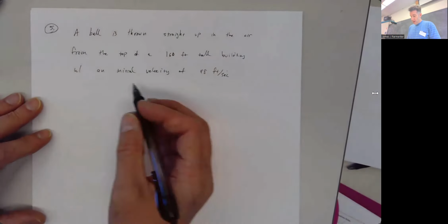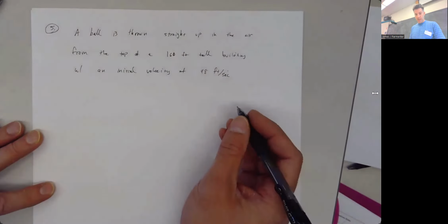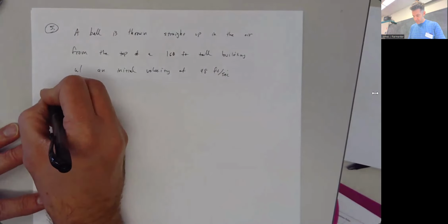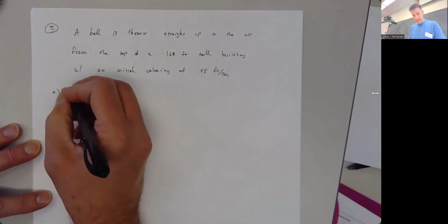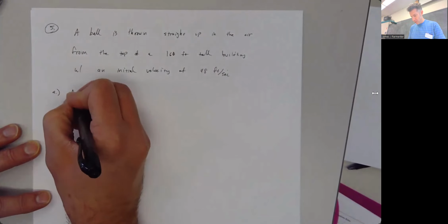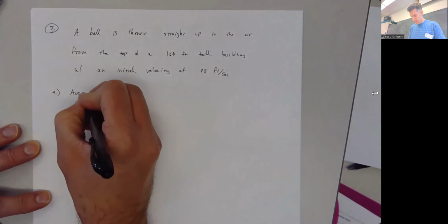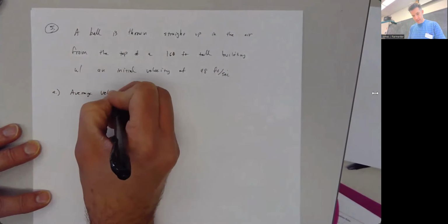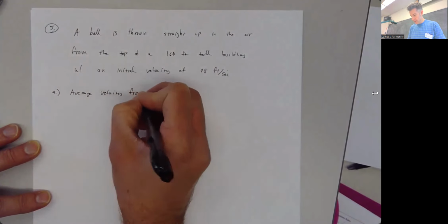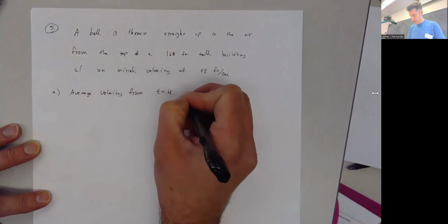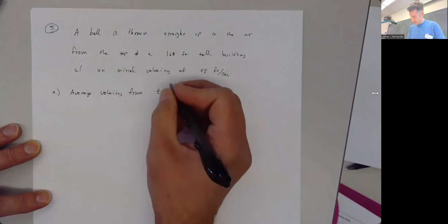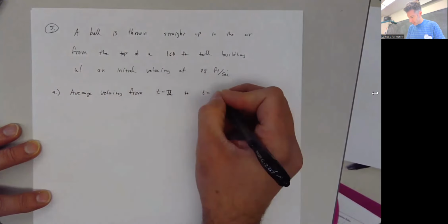Anyway, so let's ask some questions. The first question: what is the average velocity from t equals 2 to t equals 4? You don't want to go backwards in time.